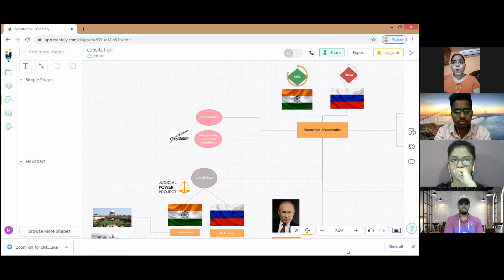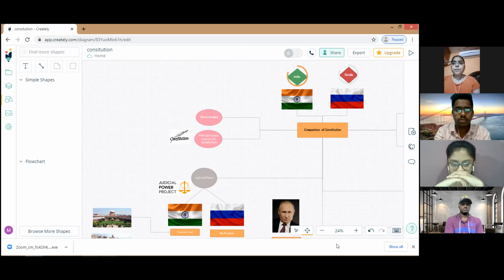Firstly, the constitution. The Russian constitution was framed in 1993, while the Indian one was made in November 1949 and adopted in January 1950. Second, the form of government. Russia has a semi-presidential system of government, while India has a parliamentary form of government.